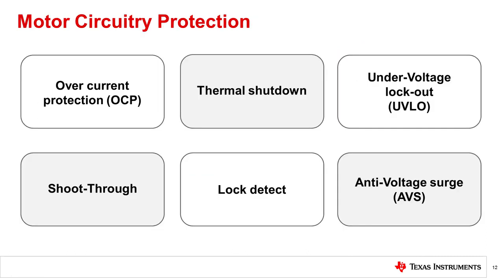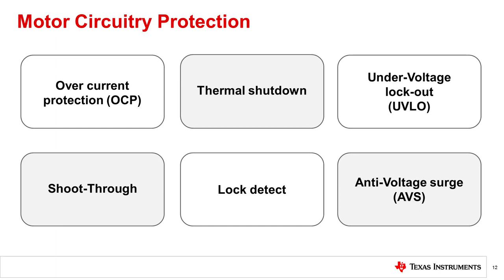During motor operation, there are many situations that might damage the motor driver or motor itself, and therefore it is important to have protection circuitry. Overcurrent protection, or OCP, stops motor current from crossing the rated limits. Thermal shutdown stops motor operation if the motor driver exceeds its rated temperature. Under voltage lockout, or UVLO, protects the motor control circuitry from the supply voltage dropping below the operating range.